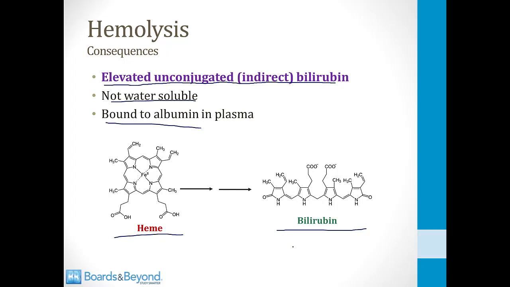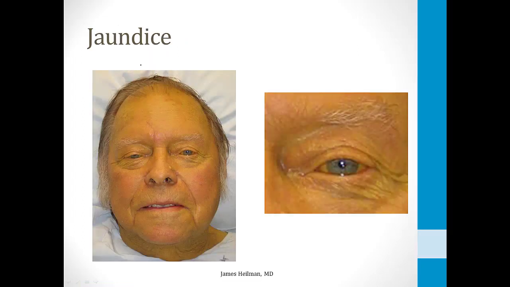In the setting of hemolysis, there is excess production of unconjugated bilirubin. It overwhelms the liver's capacity to conjugate it and excrete it in the bile, and thus you see an increase in the level of unconjugated or indirect bilirubin. So what this means clinically is that patients with hemolysis can develop jaundice. Jaundice is a yellowish color to the skin, as you can see on this man's face.